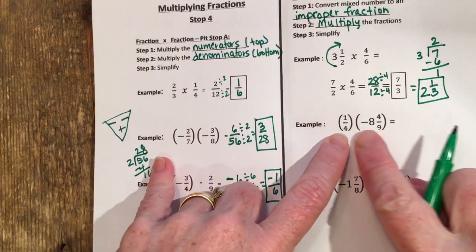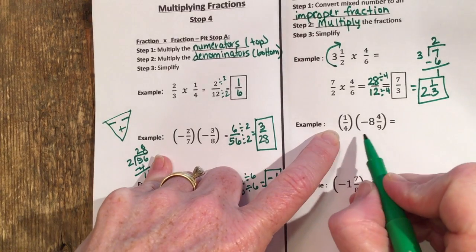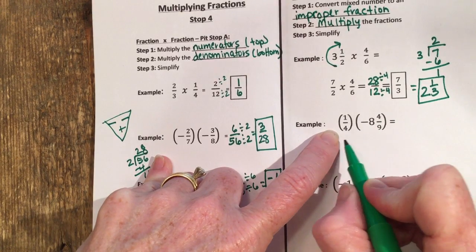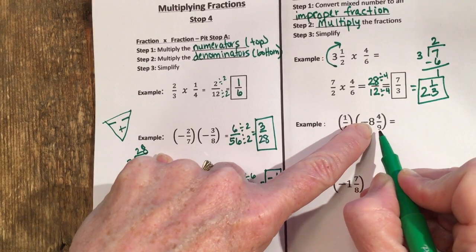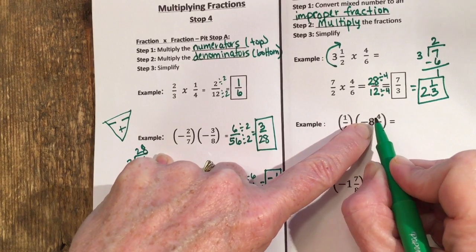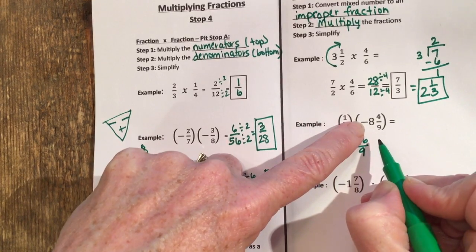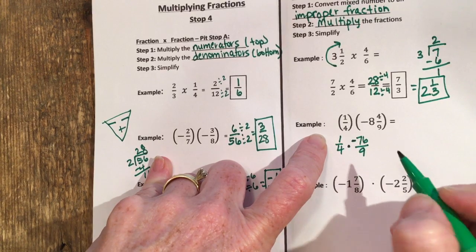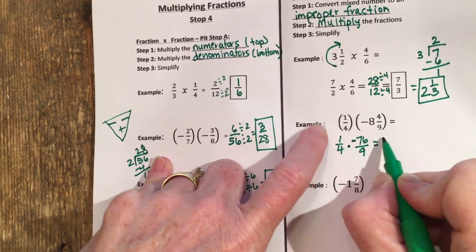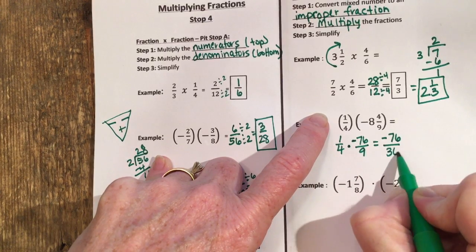In this example, the parentheses, right, is reminding us that this is multiplication. I need to make this improper first, so 1/4 doesn't change, but 9 times 8 is 72, and I add the 4. 72 plus 4 is 76. Keep the 9. Because of this negative here, I'm going to attach the negative to 76, and now I multiply. 1 times negative 76 is negative 76. 4 times 9 is 36.